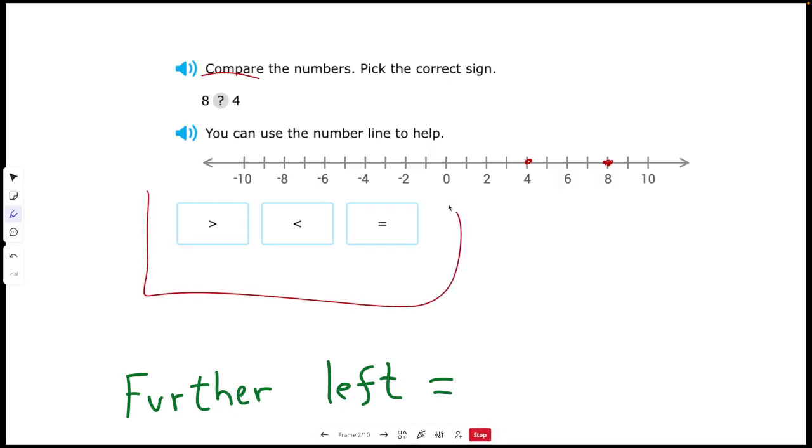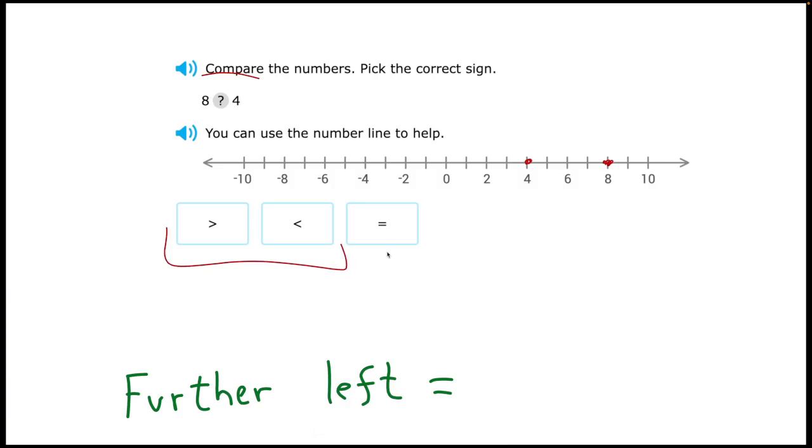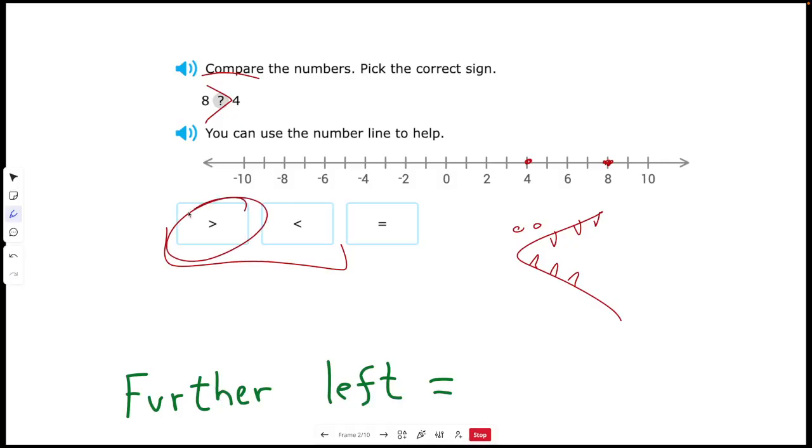These are inequality symbols. Actually, let me correct myself. These are inequality symbols. This is an equal sign. The way these inequality symbols work is think of them as a monster. You put teeth on the monster. The monster is always hungry. It always eats the bigger number. So if you have $8 and $4, obviously $8 is bigger, right? So the monster wants to eat the bigger number, so it should go this direction. So this is obviously our correct answer here.